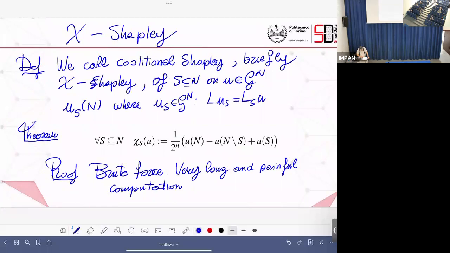Exactly. But this is entirely equivalent. If I take S to be a single, then I don't have to take the sum over all permutations. No, but this is not the usual Shapley. It does not coincide with the Shapley. They don't coincide, because I can tell you this.